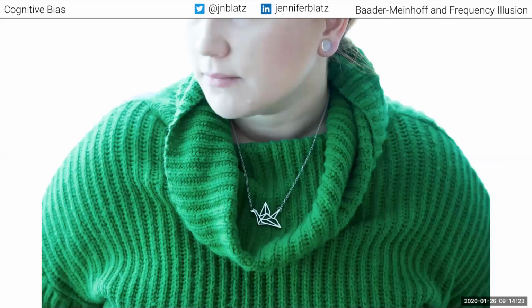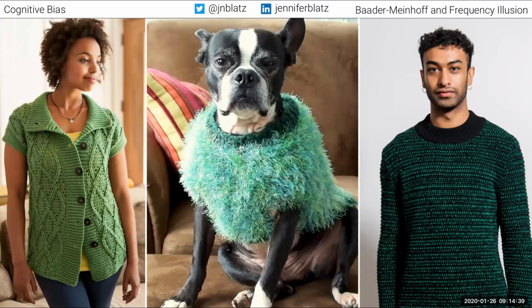So let's talk about a real world example. If you live in the Northern Hemisphere, it's winter, and you feel like getting a green sweater. And so you've got this idea that you're going to buy a green sweater. Now that you have this idea, you feel like everybody else has a green sweater. It's like it seems to be everywhere. Or is it?